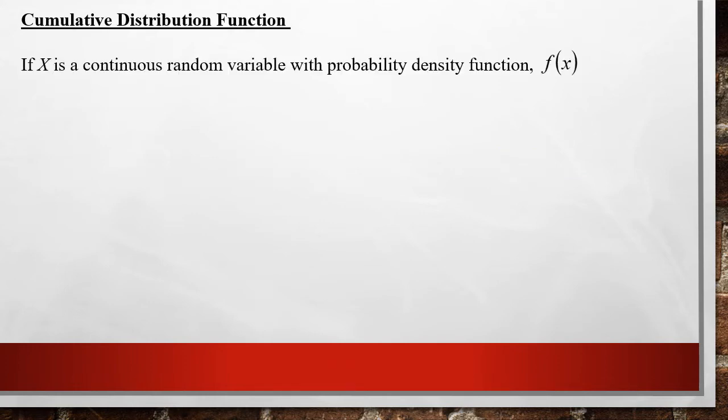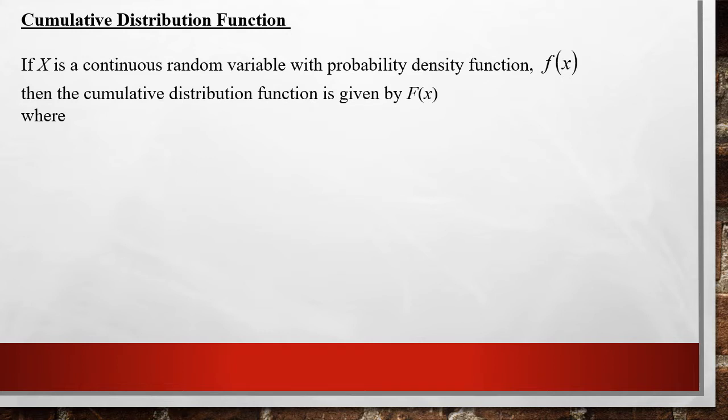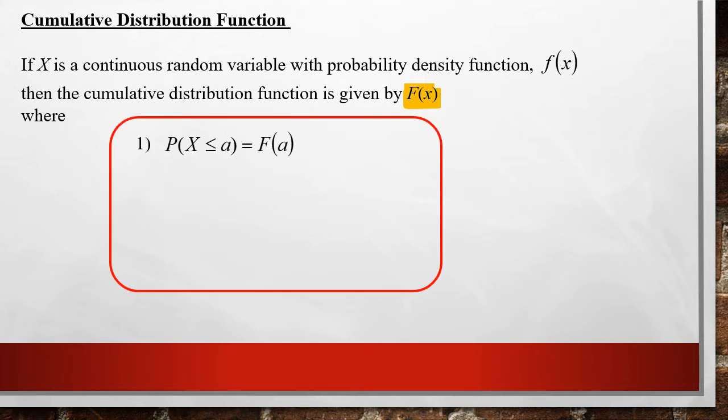So let's see, if x is a continuous random variable with probability density function, small letter f of x, then the cumulative distribution function is given by capital letter F with respect to x, where first of all the probability of x less than or equal to a is equal to capital F of a. So this part will be the same as the discrete random variable. Okay, we represent the cumulative function as capital F. And then the second part will be different.